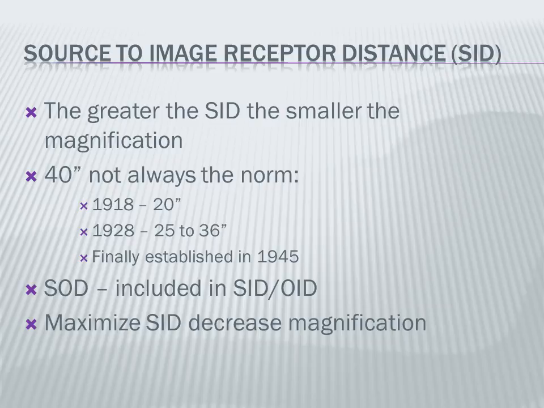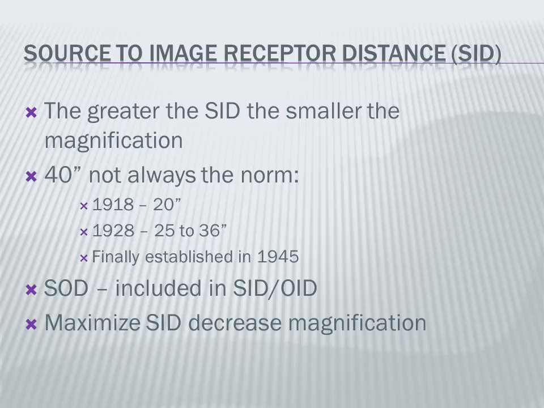Source to image receptor distance, or SID. The greater the SID, the smaller the magnification. OID decreases are critical for magnification and resolution. 40 inches is not always the norm. Back in the 1910s, it used to be 20, and it increased to 28, 25, to 36 inches. It had to be that way because the tube could not handle the load. Finally, in 1945, it was established that 40 would be used, and now some use more or less. Most are kind of increasing to like 48 as the minimum, kind of due to the same reasons.